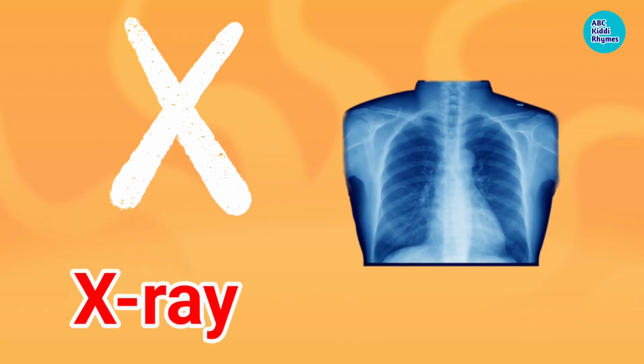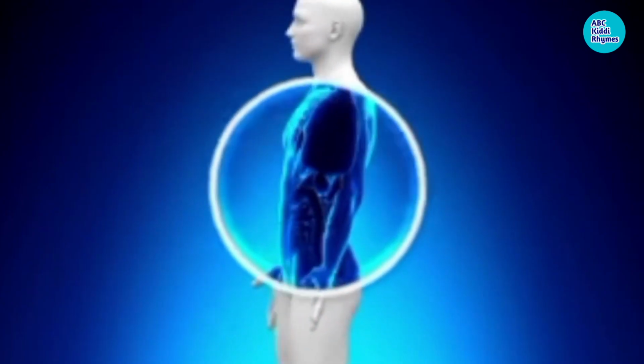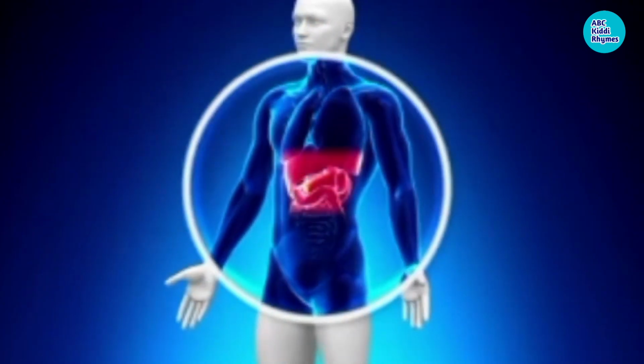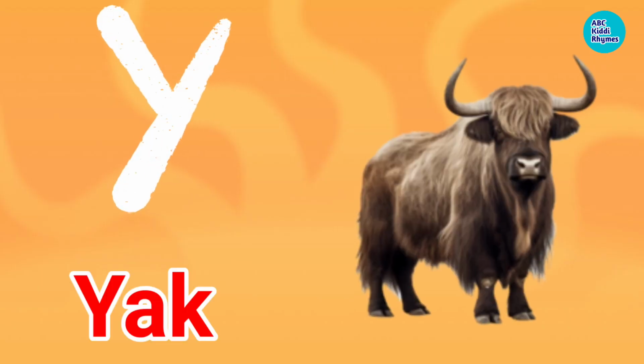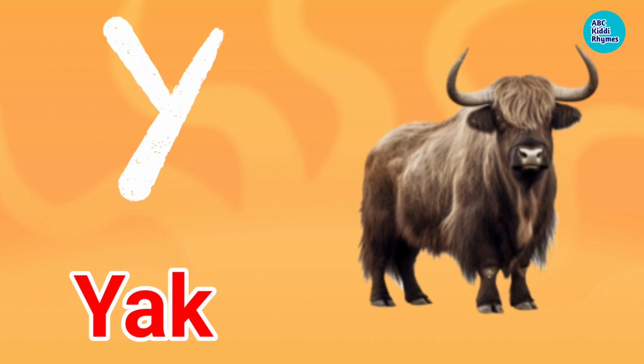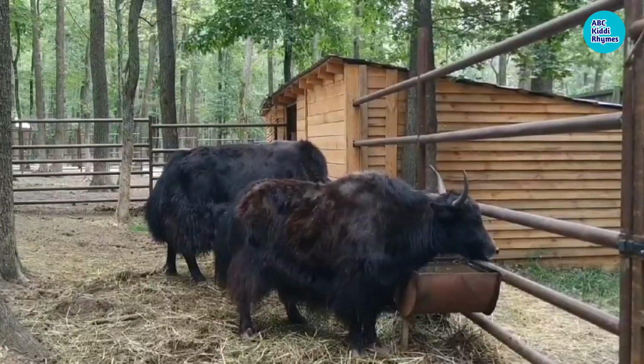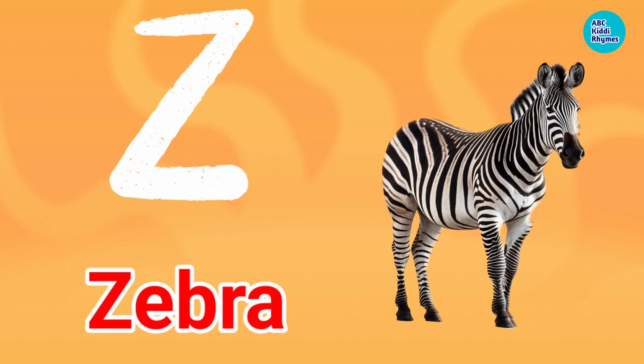X for x-ray. X-ray means x-ray. Y for yak. Yak means pahadi sand. Z for zebra. Zebra means chittidar ghoda.